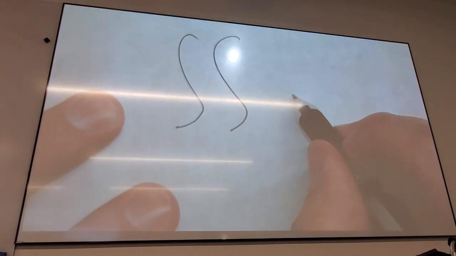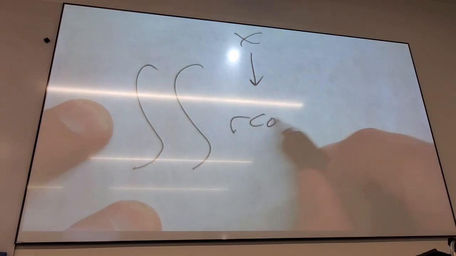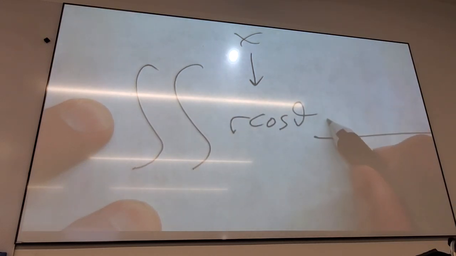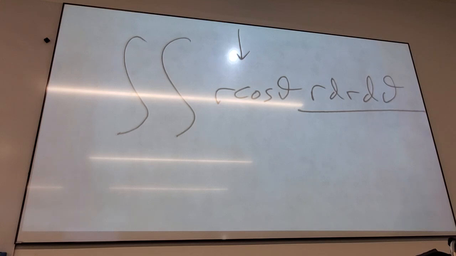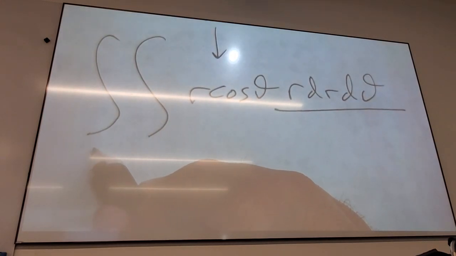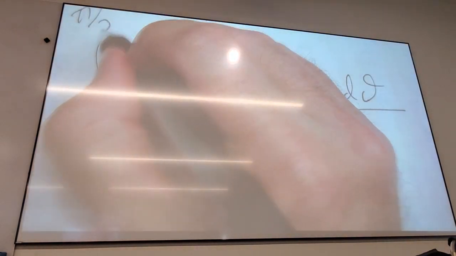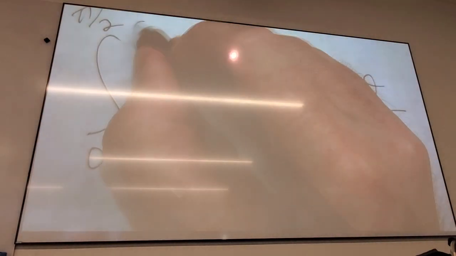The function I'm working with is x. What does that look like in polar? r cosine theta. What do I put here? r dr d theta. Okay. So have fun with that if you want to. We said theta was going from 0 to pi over 2, and then r is going from 0 to the wall, sine theta.